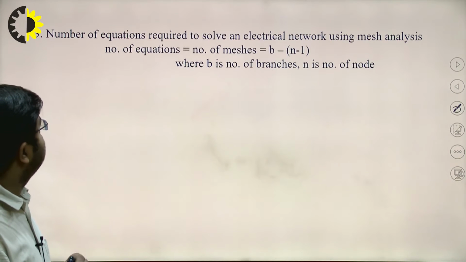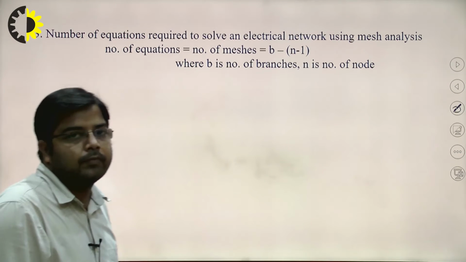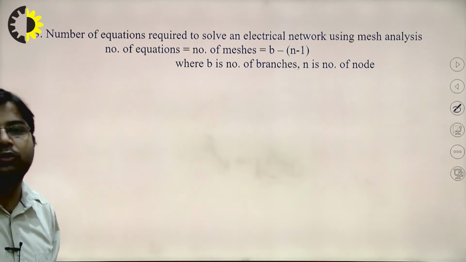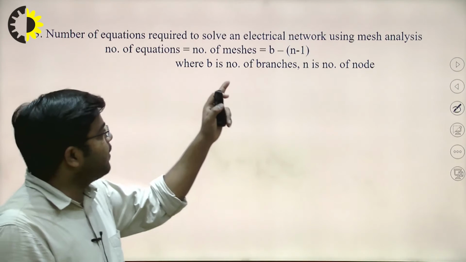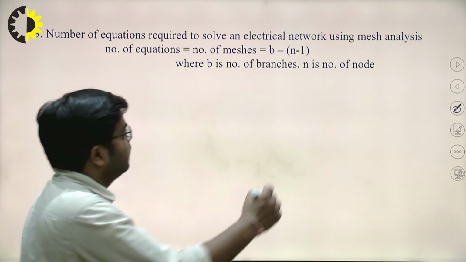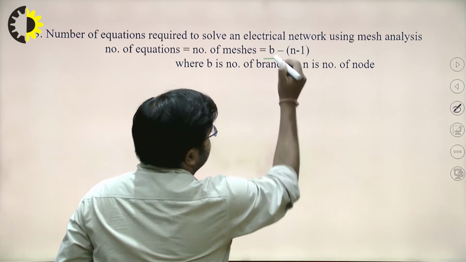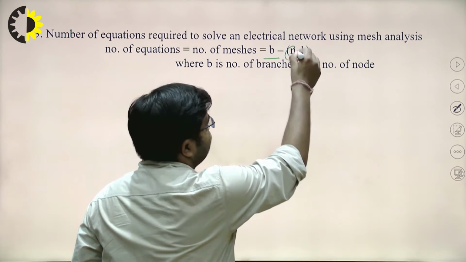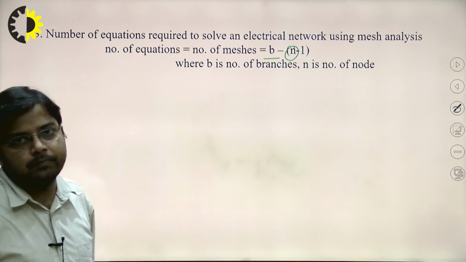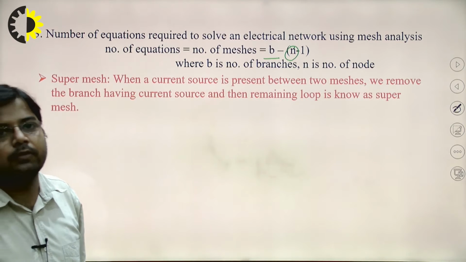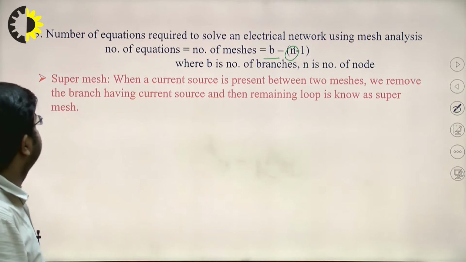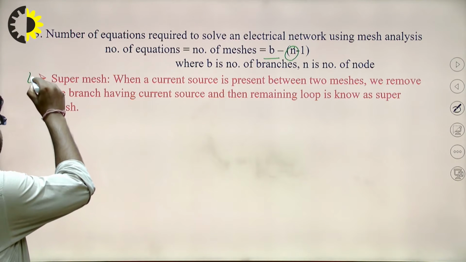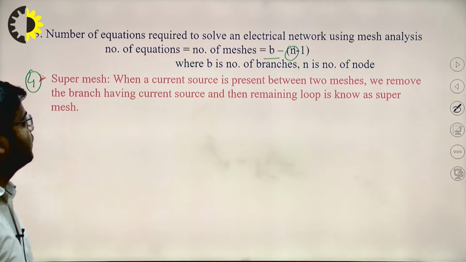Then the third point is the number of equations required to solve any network using mesh analysis, that is b minus n minus 1, where b is the number of branches and n is the number of nodes in the given network. Then the next point, point number 4, is super mesh.